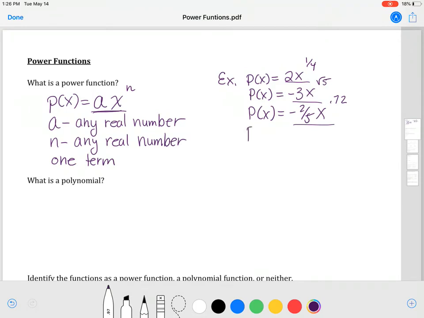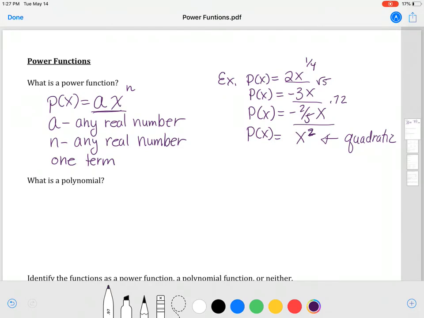Now, one more power function I want to show you, because we've talked about it before. P of x is equal to x squared. This is a quadratic. We've talked about it before. It's a quadratic because it's a degree 2. And notice that in this case, I have a quadratic that is also a power function.